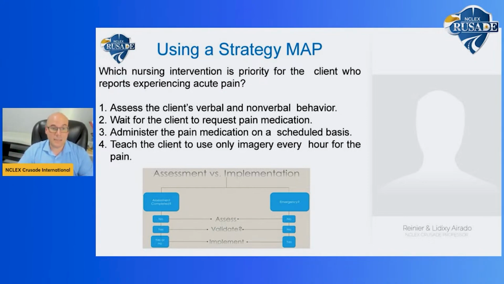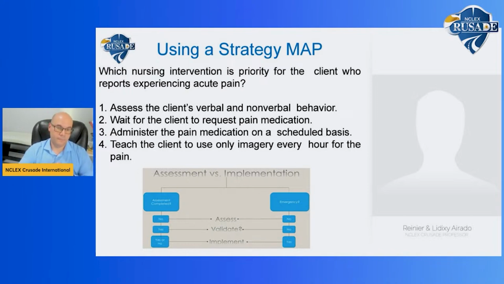Now, does it make sense? Of course, yes. Because assessing the client's verbal behavior includes asking questions. Where is the pain? What is the level of pain, 1 to 10? Assessing nonverbal behavior also describes levels of pain. So this assessment is key to determine what's going to be my next action. So the correct answer is number one, because it's the only assessment answer that validates what the patient is reporting. Two, three, four, eliminated.